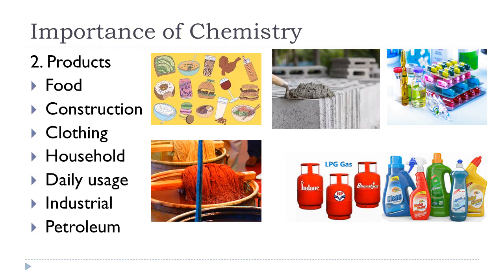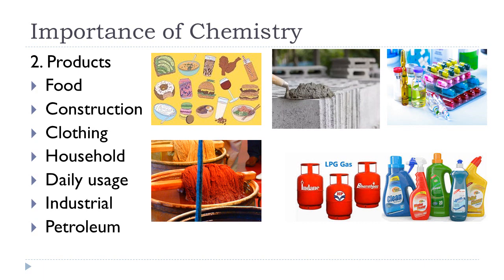Next one, construction. Mortar, cement, glass. These are various chemical compounds. Next one, clothing. Natural fabrics such as silk are made through chemical reactions. Next one, household. Cooking gas, for example LPG, and food preservatives, utensils, electronic items involve the use of chemistry.